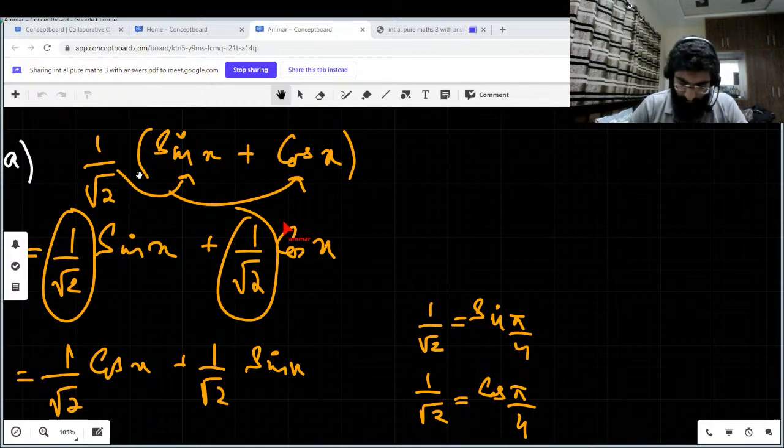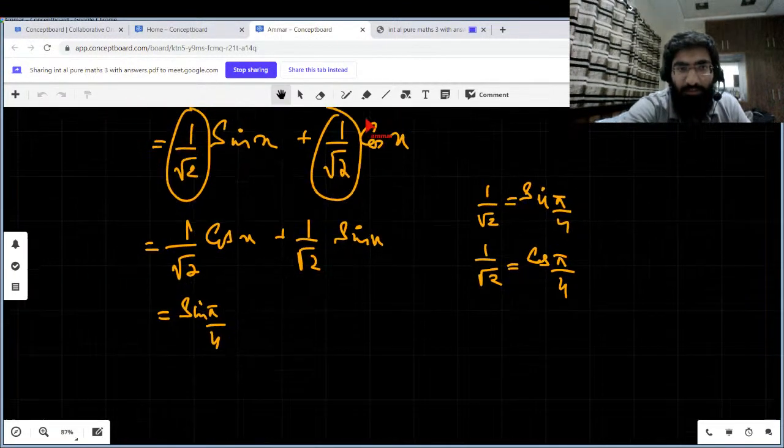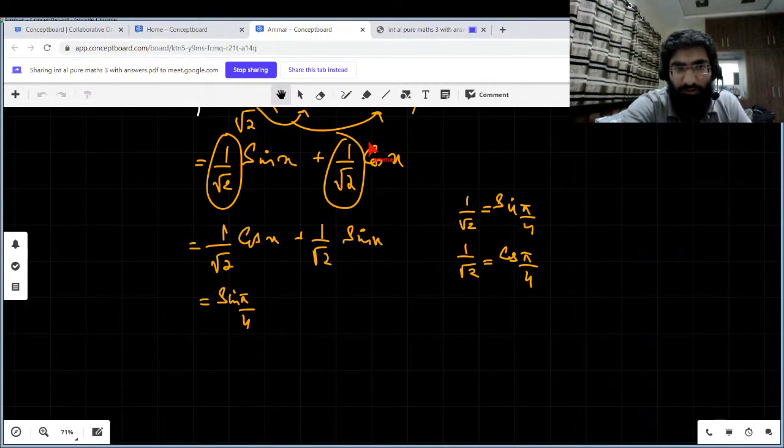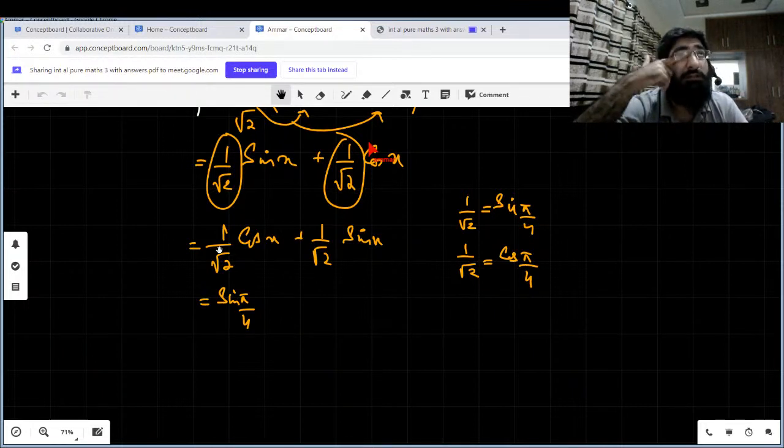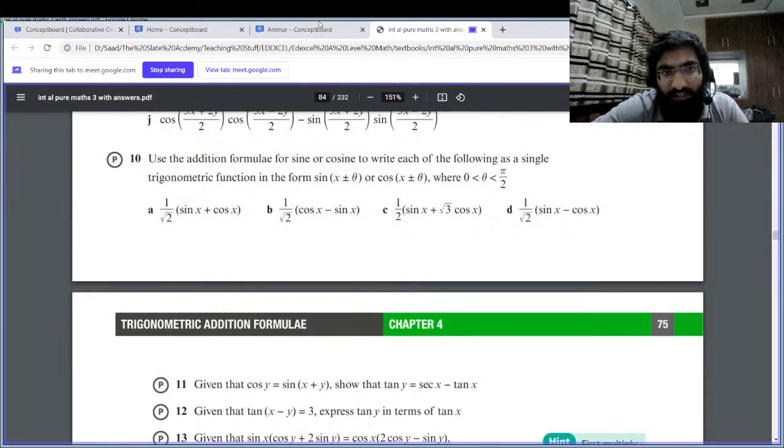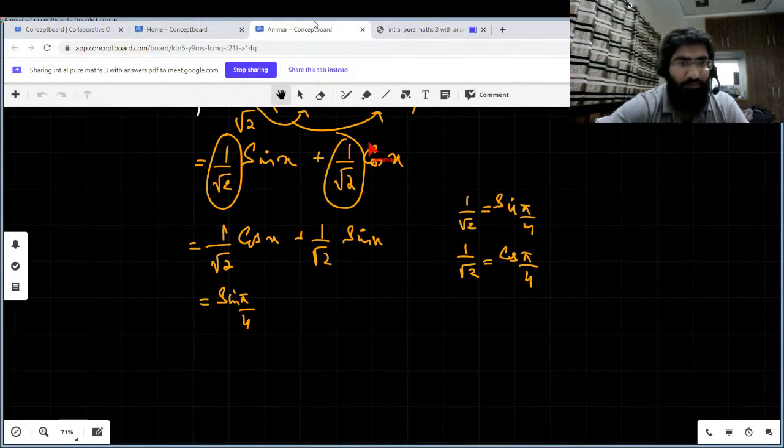You just switched for no reason? I'll tell you the reason. Because for sine a plus b, I need it in the form sine a cos b plus cos a sine b. So this 1 over root 2, I wanted to replace with sine. I have to give it in the form sine x plus theta. I could have kept it written like that. It wouldn't have made a difference.